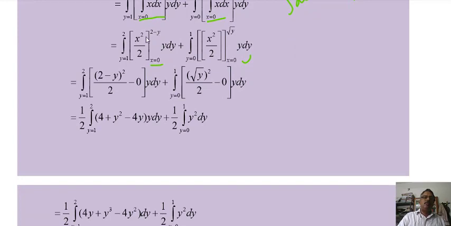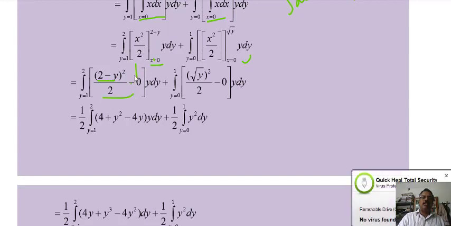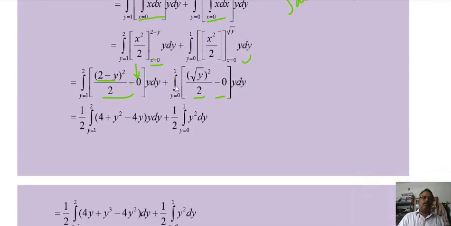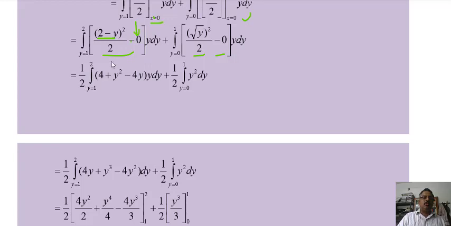Now here put x equals 2 minus y, and then minus x equals 0. Okay, this is for the first integral. Now for the second integral, put x equals root y, then x equals 0. The remaining part is the same: y is 1 to 2, here y is 0 to 1. Now simplification: 1 by 2 is the common term, integral 1 to 2 of 2 minus y whole square, which is nothing but 4 plus y square minus 4y, into y dy, plus y into root y whole square, which is nothing but y, and here into y, so y square.